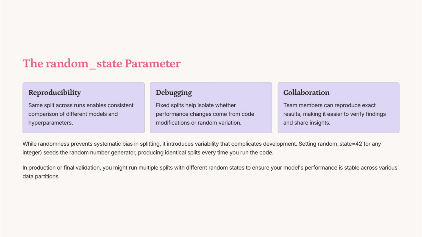The random state parameter ensures reproducibility by generating the same data split across runs, crucial for consistent model comparison and debugging. It allows team members to replicate results, facilitating collaboration. By setting random state 42, you seed the random number generator, ensuring identical splits. In production, varying random states can test model stability across different data partitions.